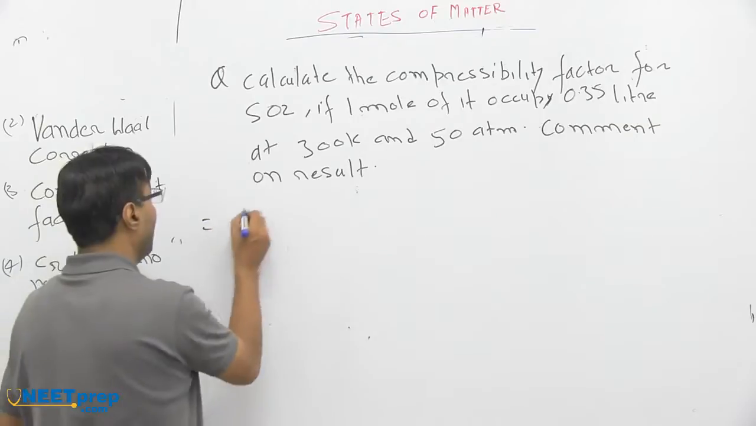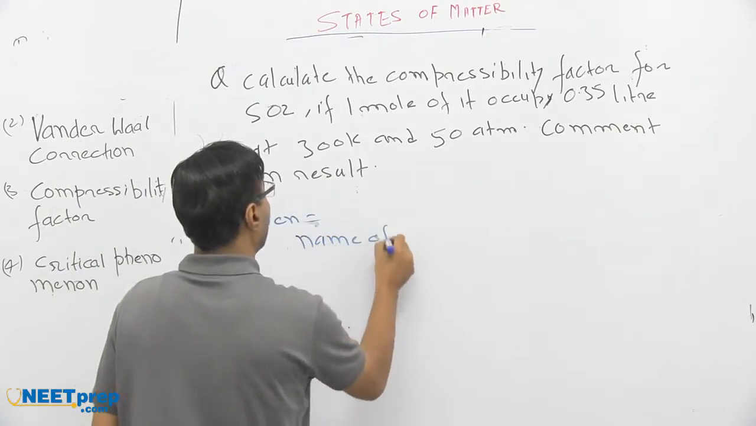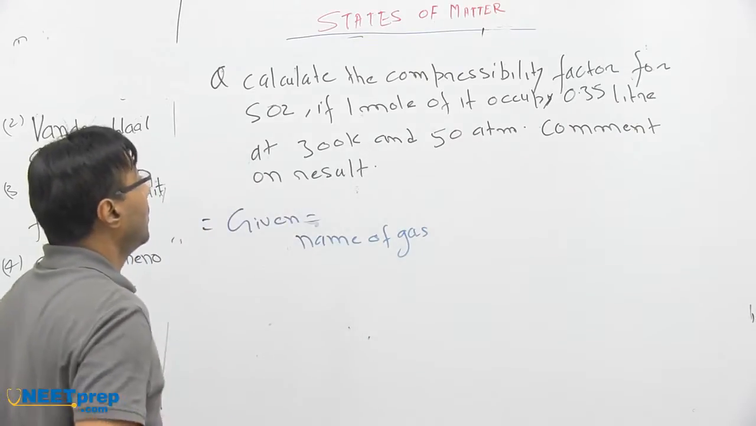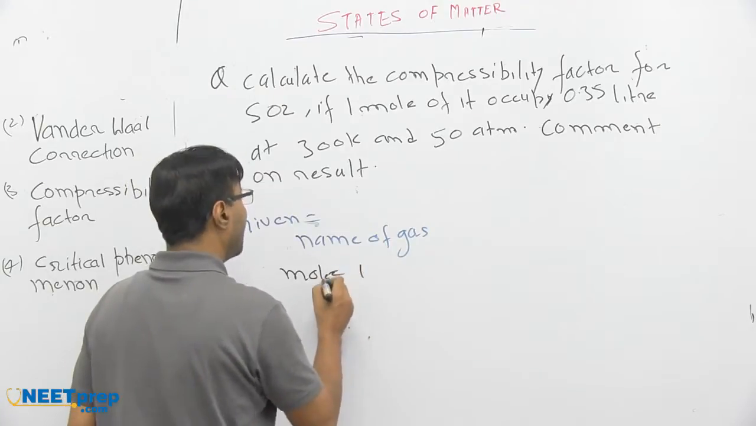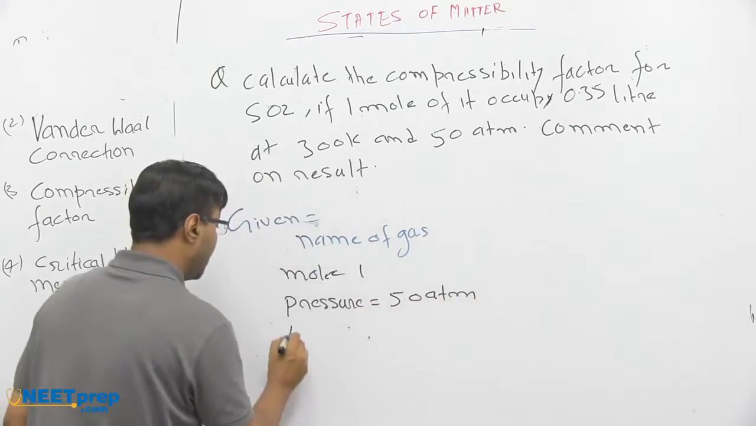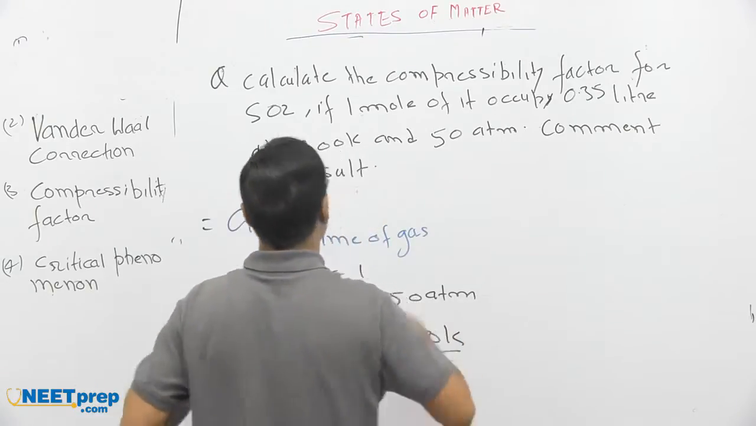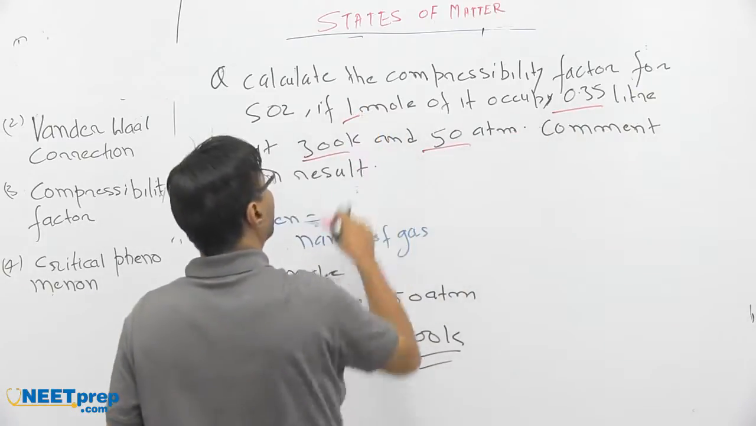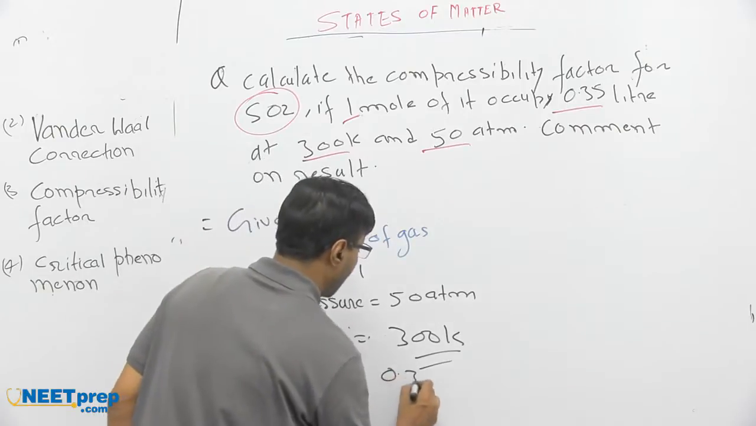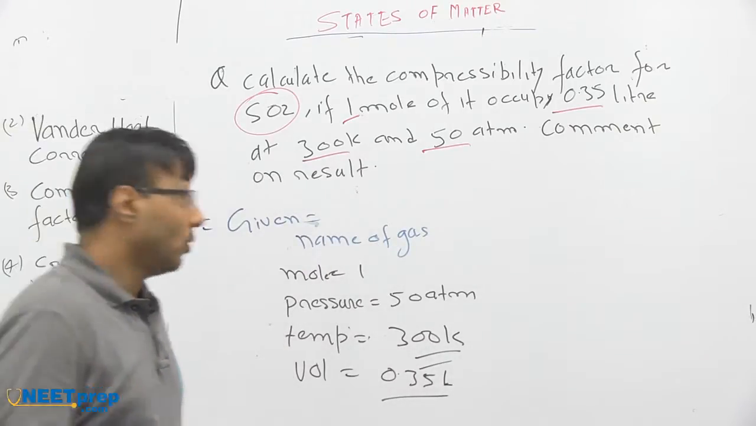Now see what is given. What is given? Given is the name of the gas, mole 1, pressure 50 atm, temperature 300 Kelvin, volume 0.35 liter. They want to know the value of the compressibility factor.